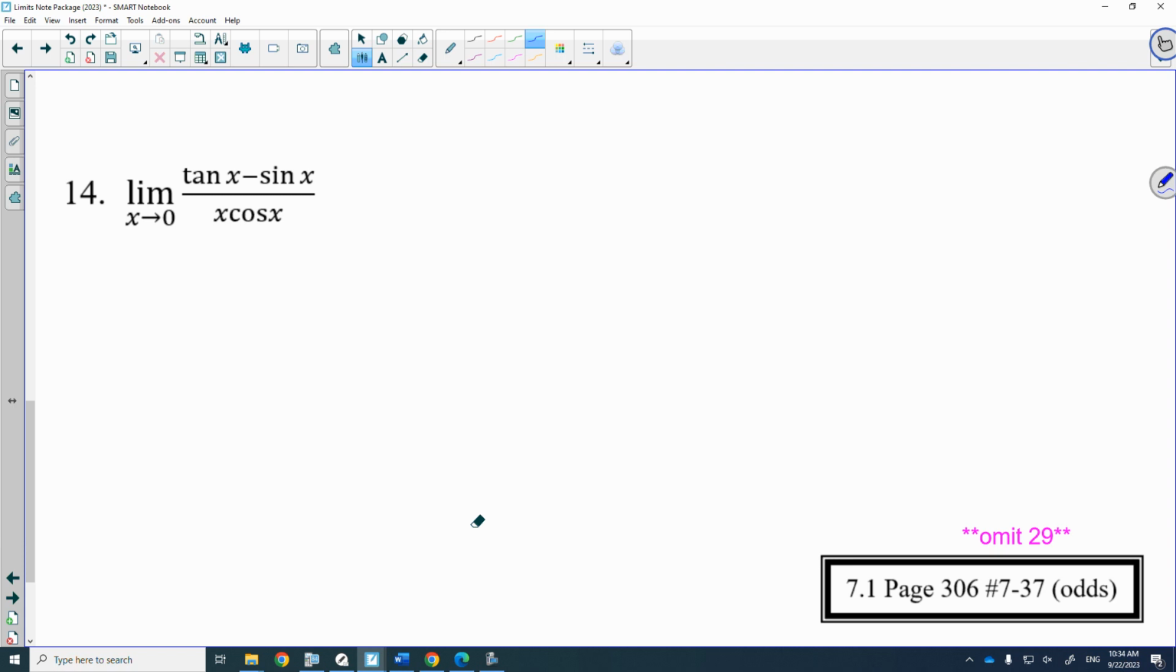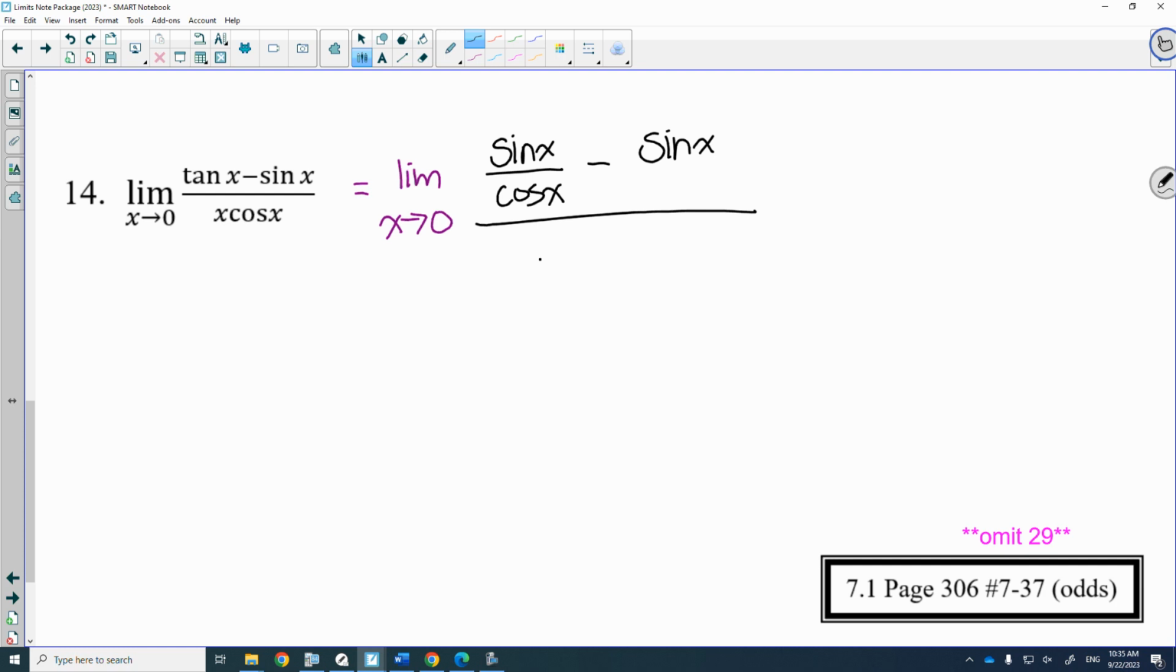Let's look at 14, our last question. So again, nothing could factor from here, right? I don't have any squareds, nothing can be factored, there's no Pythagorean identities. So let's replace tan of x with the identity for tan of x, which is sine of x over cos of x. So I'm going to have the limit as x approaches 0 of sine of x over cos of x minus sine of x, all over x cos of x.